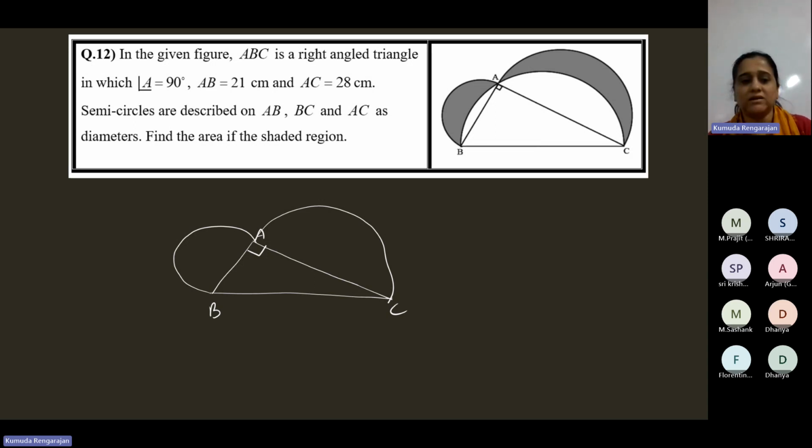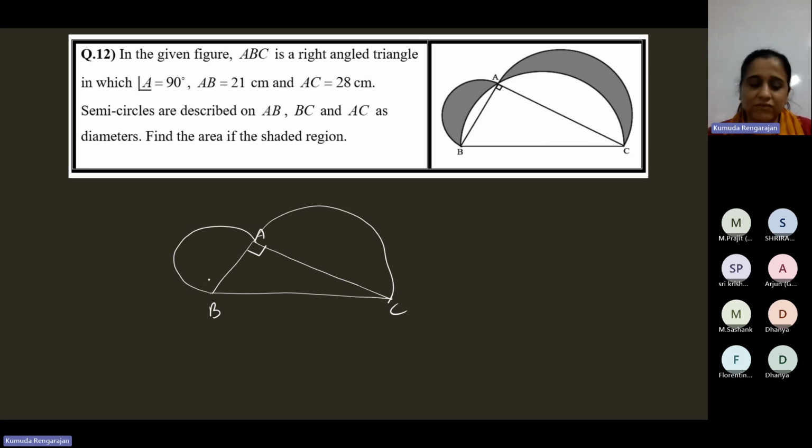There is a right triangle. There is a semicircle on AB. There is another semicircle on AC. This is the full figure. Now, what is this one? Area of the right triangle plus the area of the semicircle on the side AB plus the area of the semicircle on the side AC. These three regions, if you add, will give you the area of this total figure which you see here below.